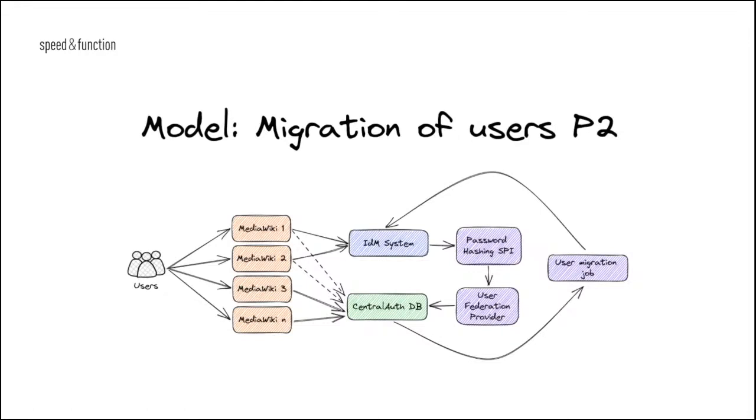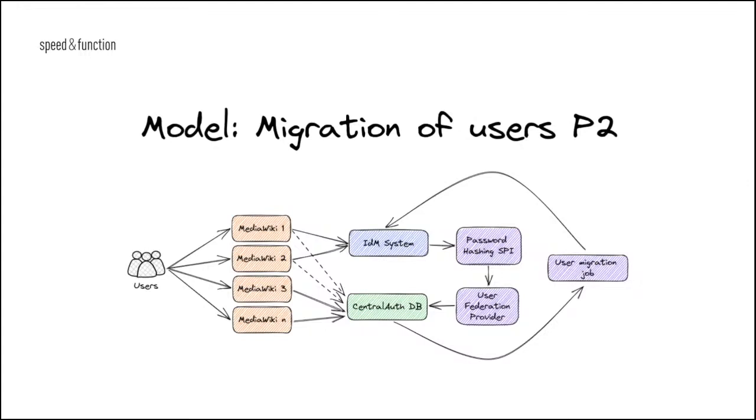So there should be an end goal. There should be something we're going to introduce that's going to move the complexity from the software to the IDM system. And one of the things that we figured would be the way to do it is that we would start a synchronization job. So you can see this new violet square on the diagram. That's a user migration job.